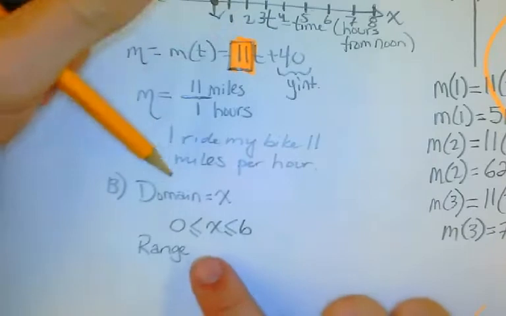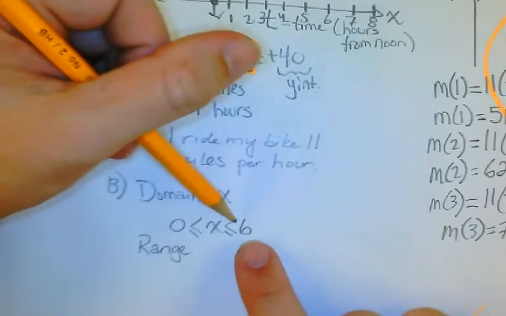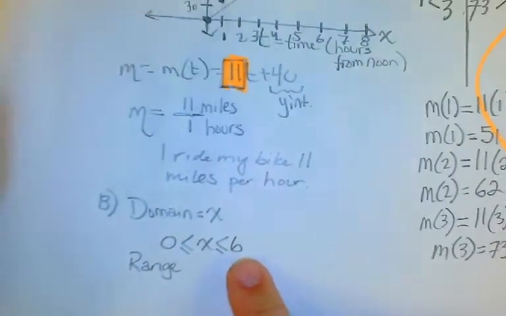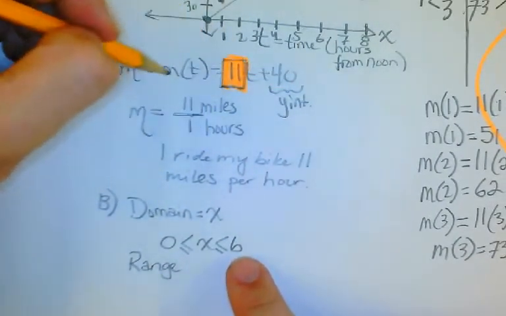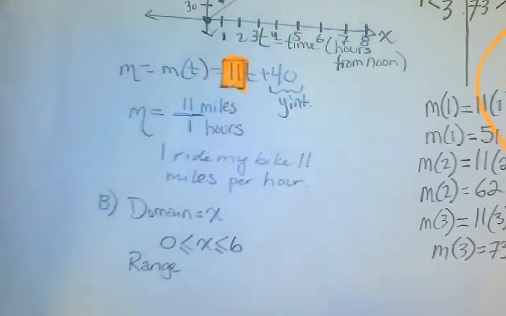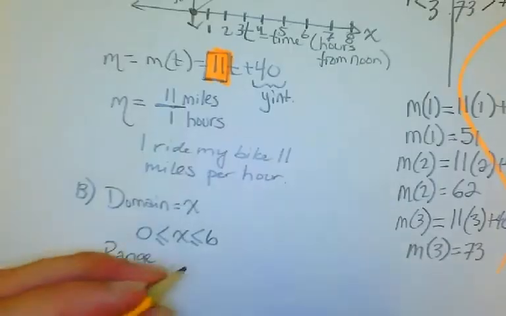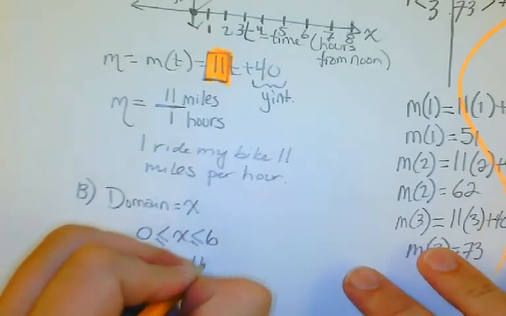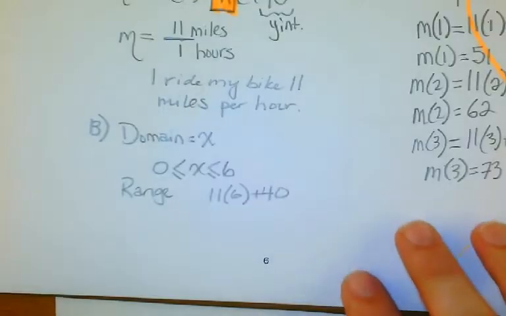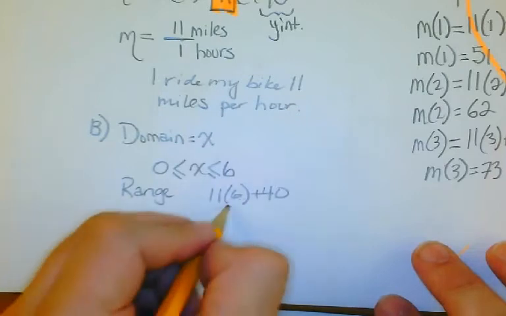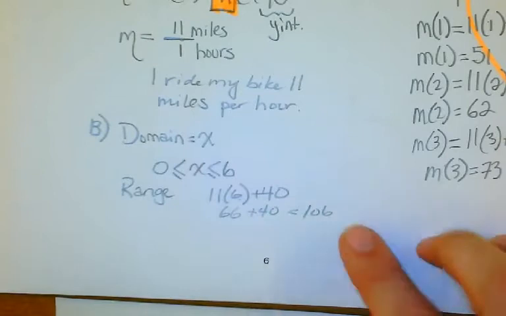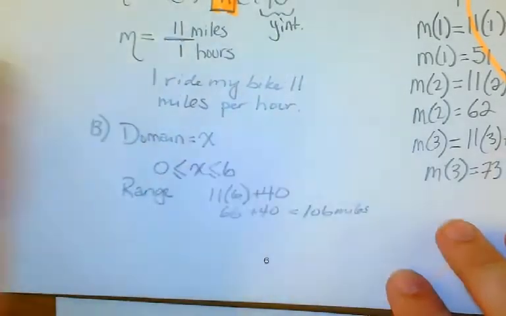I actually don't know how many miles it is if I go for 6 hours. So what I'm going to do is use this equation, and I'm going to put 6 here for the time, 6 hours. So my range is going to say 11 times 6 plus 40. This is 66 plus 40, which is 106. 106 miles. How far you go?